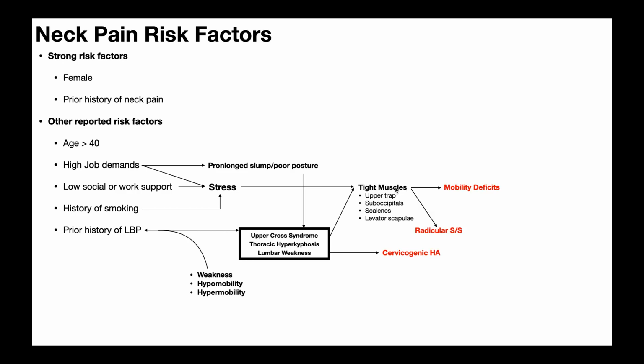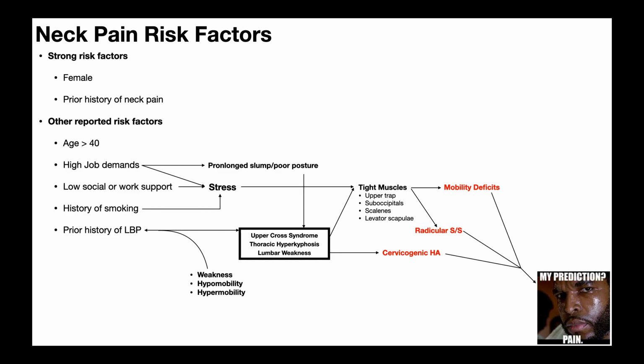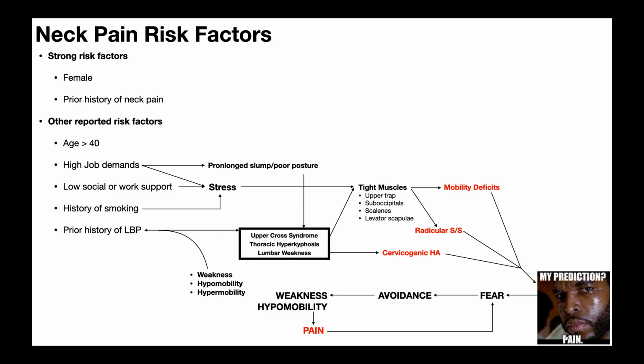Now, tight muscles and some of these things like upper cross syndrome, thoracic hyperkyphosis, among other things like trauma and motor vehicle accidents, can produce some of these things right here. Mobility deficits with associated neck pain, radicular signs and symptoms with associated neck pain, cervicogenic headache, and what's common between all three of these things? Pain. Now, in some, but not all cases, this neck pain can lead into what we call the fear avoidance cycle.